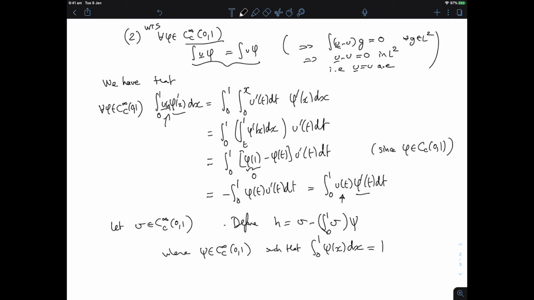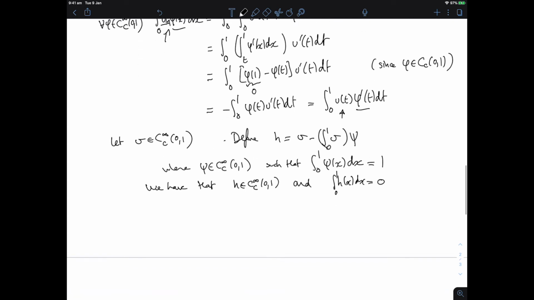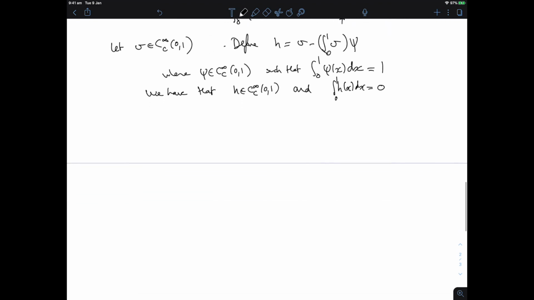Right, so we have in this way that h is C infinity compactly supported and the integral of h is 0 because, well, I've made sure it is. I've subtracted the integral of v from v and multiplied by something that has integral 1. Right, so now this h I'm going to write as a phi prime.